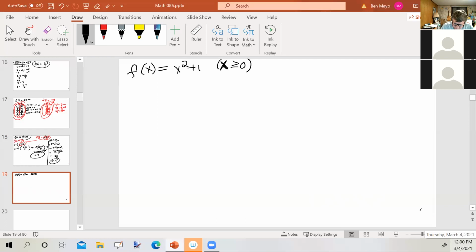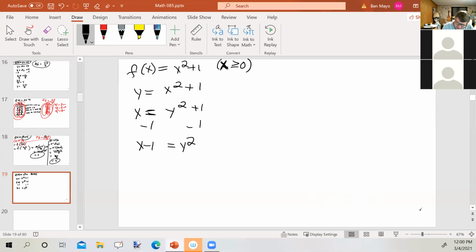Let's find this function's inverse. Step number 1, replace f of x with y. So y equals x squared plus 1. Step number 2, interchange x and y. So x equals y squared plus 1. Step number 3, solve for y. I'm going to subtract 1 from both sides. And I'm going to put the y squared on the left side.